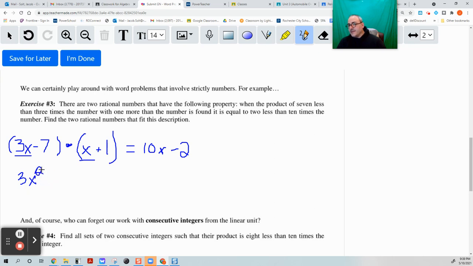3x squared. Okay, now, so I already did this. Now I'm going to do this. 3x times 1 is plus 3x, right? 1 times any number is just itself.